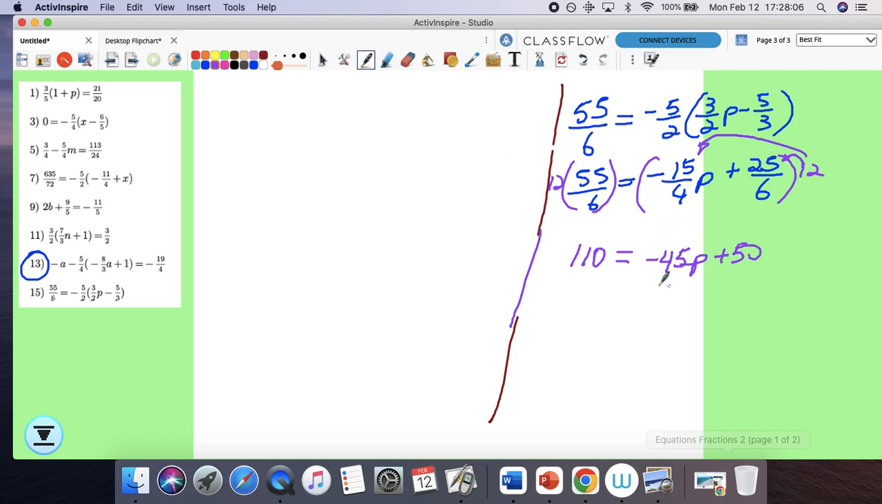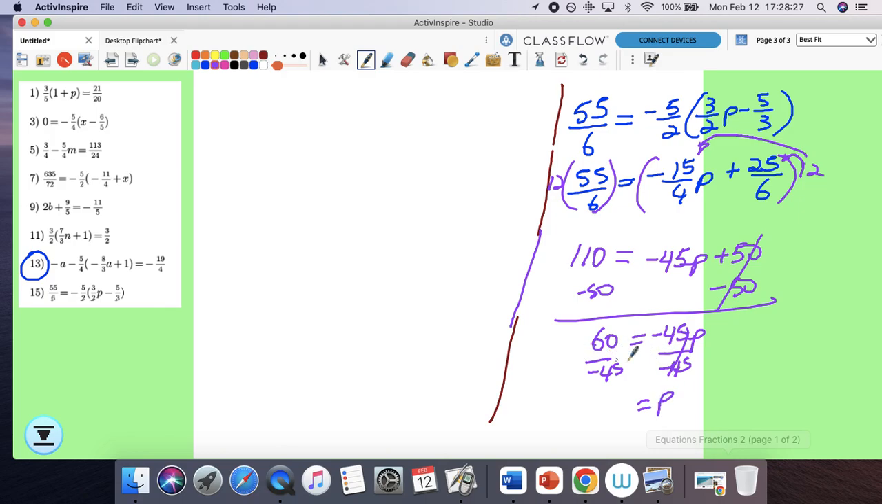So we're going to subtract 50. That goes away. Negative 45p equals, what is this? 110 minus 50 is going to be positive 60. Right? Divide both sides by negative 45. And p, well, if we divide by 15, 60 divided by 15 is 4, and then 45 divided by 15 is 3. So p is negative 4 over 3. I'm just going to put that right there. Let's do the check.